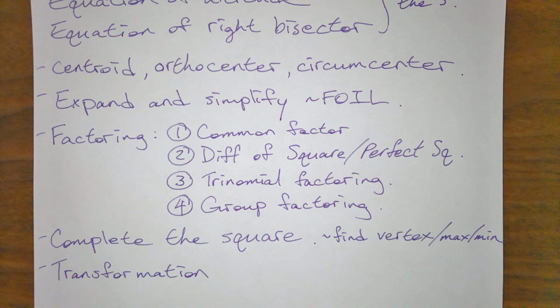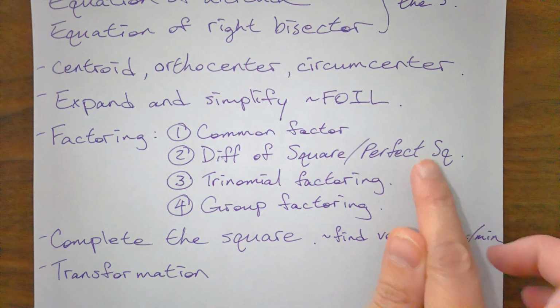If it's adding, it's not possible unless there's 3 terms. So if there's 2 terms and it's adding, then it's not possible. If there's 3 terms, then it could be a perfect square factor.